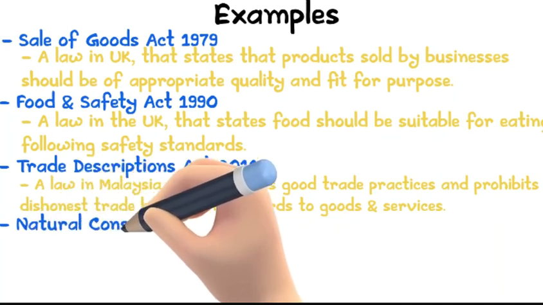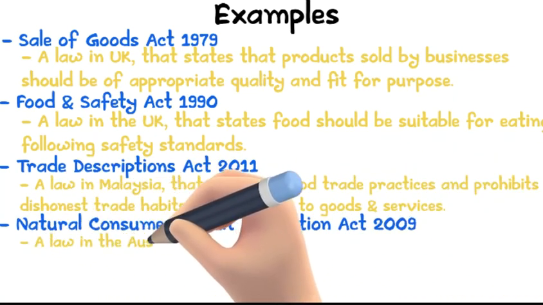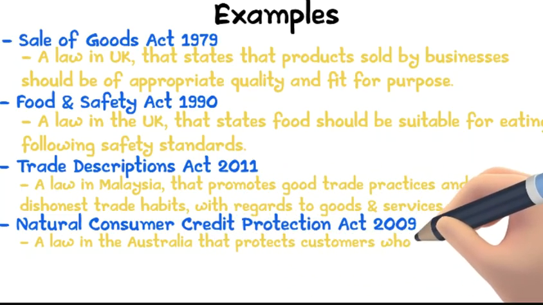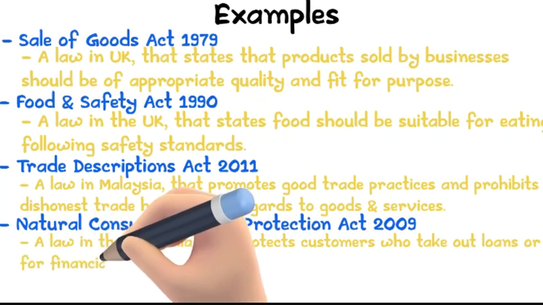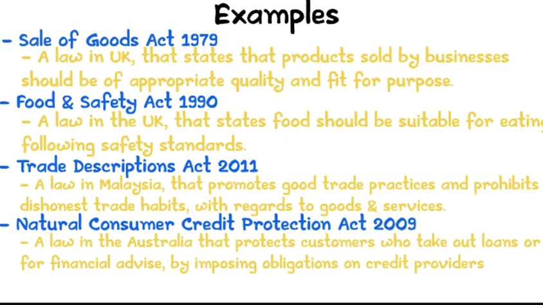National Consumer Credit Protection Act 2009, a law in Australia that protects customers who take out loans or seek financial advice by imposing obligations on credit providers. Most countries have specialist organizations to enforce consumer legislation. They have the power to take companies to court and even make recommendations on what action should be taken against bad companies.